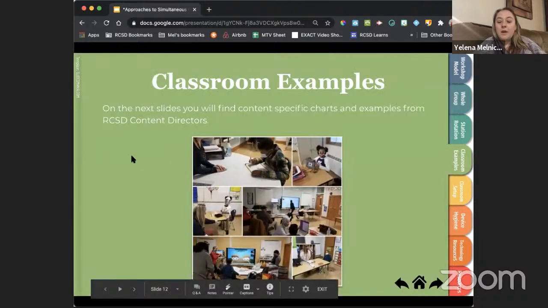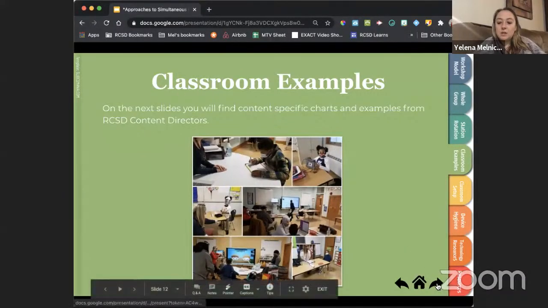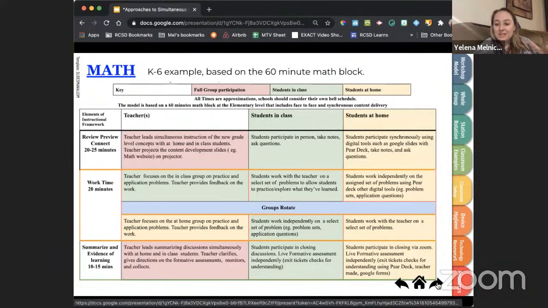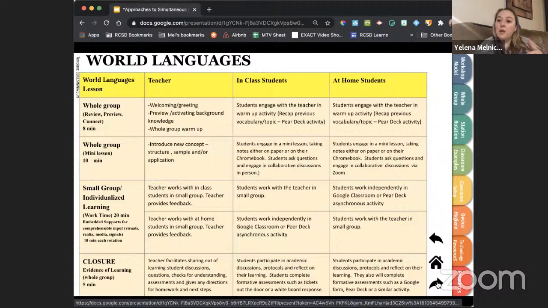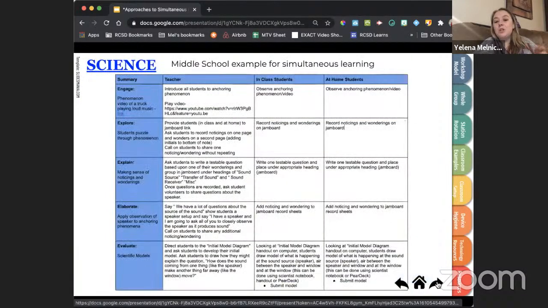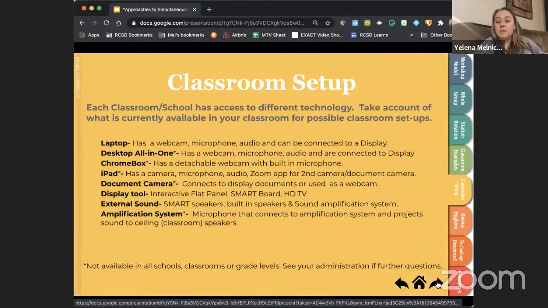Also in this presentation, working with our content directors, we have compiled some classroom example charts and structures of what it could look like in your classroom. Again, these are all meant to help you as you go on this journey and think about what your class is going to look like. So when you get this presentation, slides 13 through 16 or 17 or so, you'll see some examples that, based on the content area you're teaching, could help guide you in continuing to use the Rochester instructional framework and those awesome routines and structures that you have in place, in conjunction with the fact that we are going into simultaneous instruction.